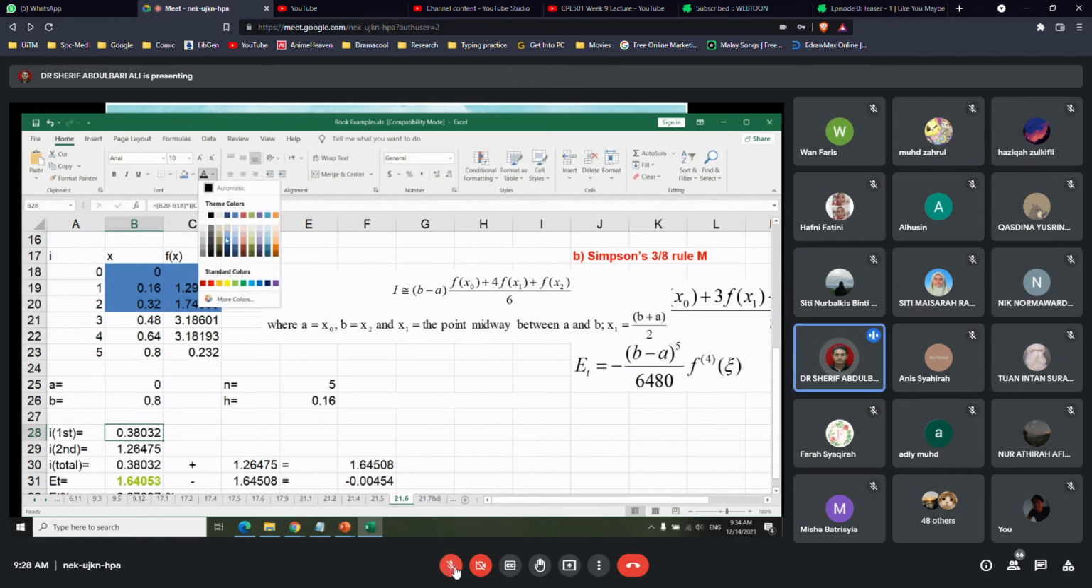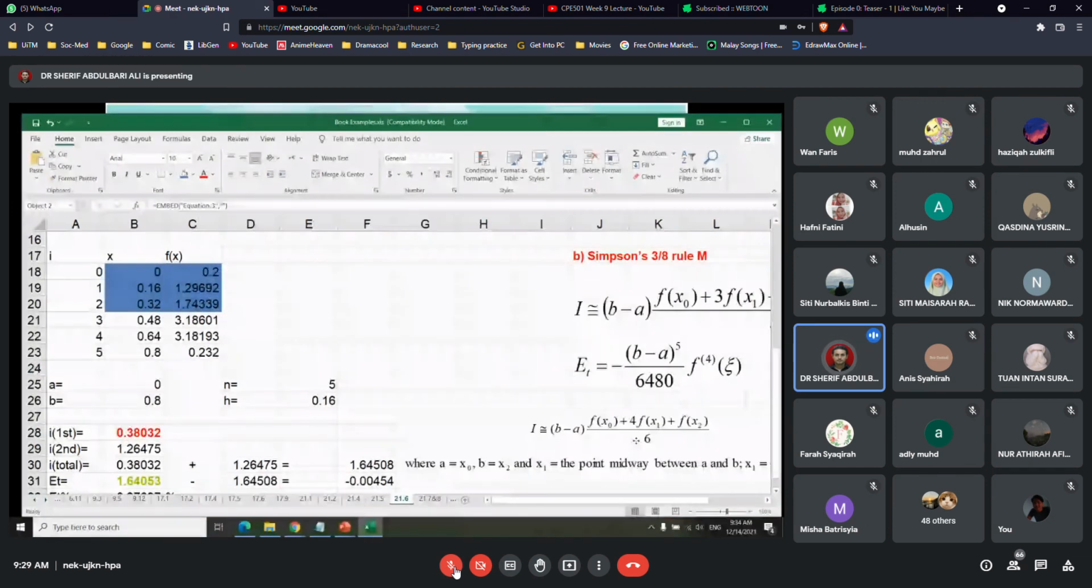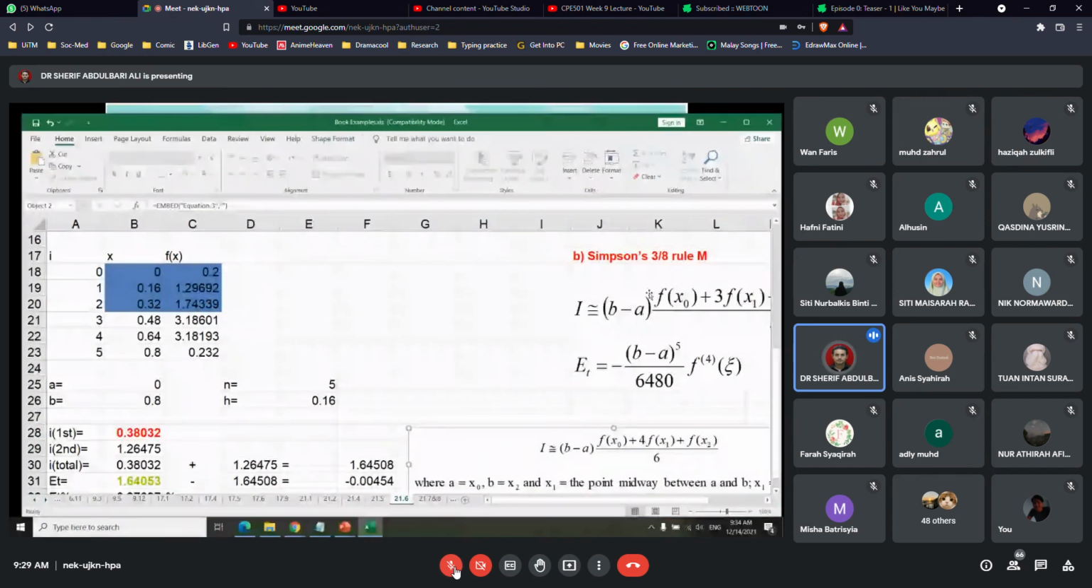Perfect. So you are getting this exact answer here. Okay. So now your next integral is to calculate for 3 over 8. So 3 over 8 needs 4 points. These 4 points will create for you 3 segments.